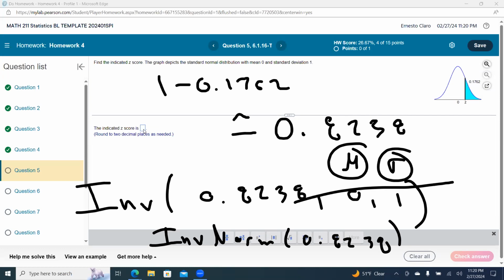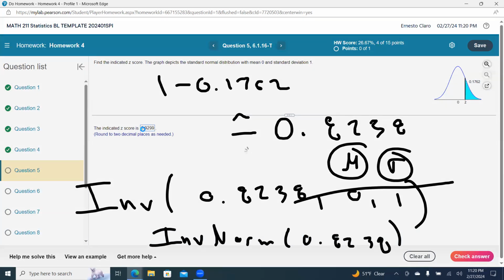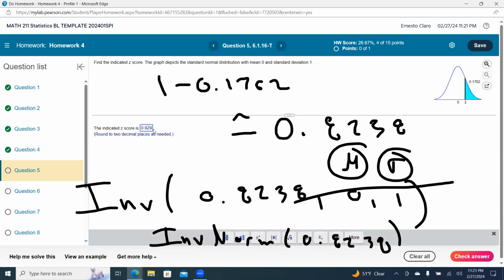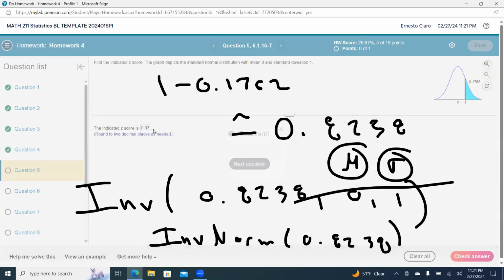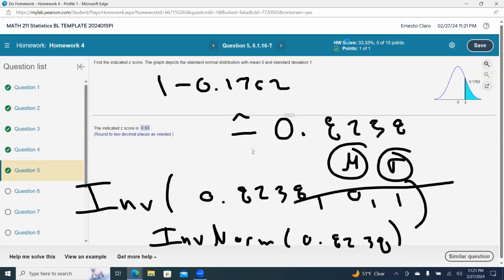0.8238. I get 9299, which they say is wrong. What the heck happened? Inverse norm. Yeah, that's not the value there. Oh, just to 3 decimal places. I thought it was a probability, it was a z-score.